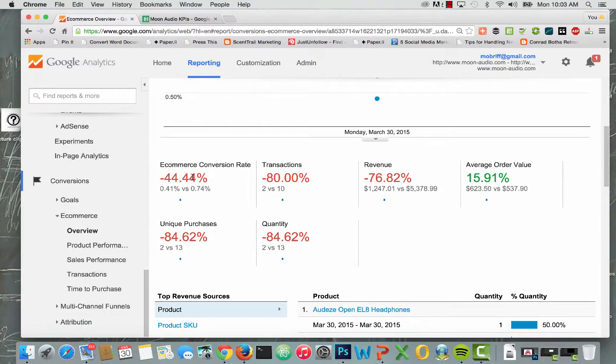Here's our e-commerce conversion rate. This is very important. This is the number of people that actually buy something when they come to your site, and so you want this number to be up. Today is obviously not complete yet, and so here's our e-commerce conversion rate for today, 0.41 versus 0.74.